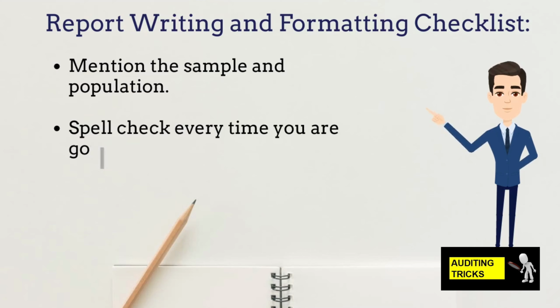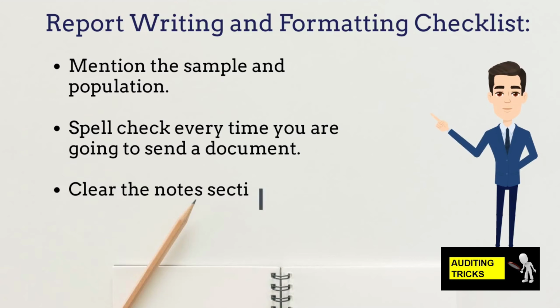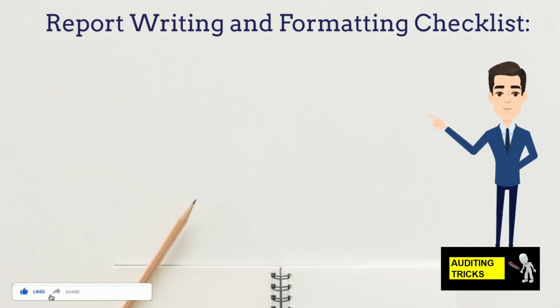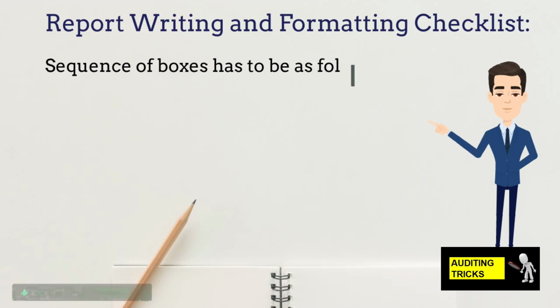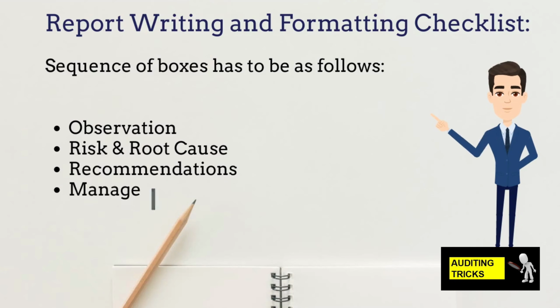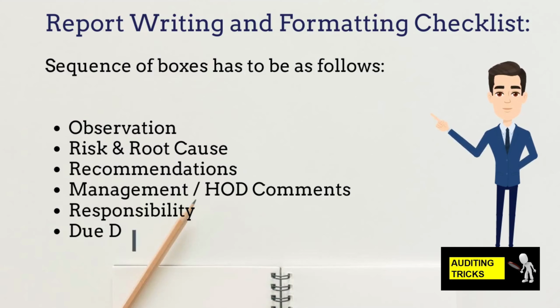Spell check every time you are going to send a document. Clear the notes section in the PPT. The sequence of boxes used in the PPT has to be as follows. First, observation along with the background. Second, risk and implication or root cause depending on the space availability. Third, recommendation from the auditor side. Fourth, comments from the process owners and HODs. Fifth, responsibility and the promise date given by the process owner for implementing the controls.